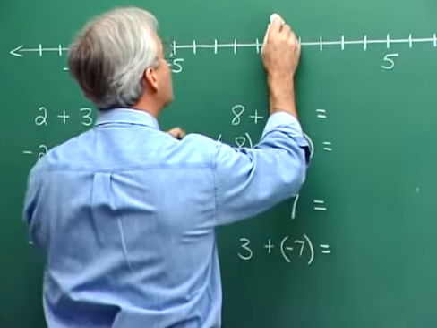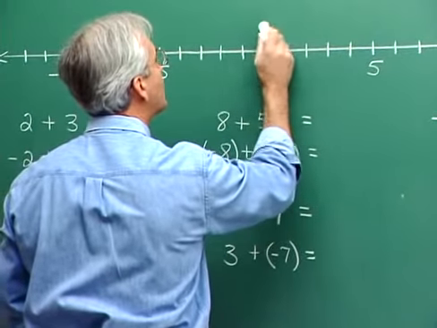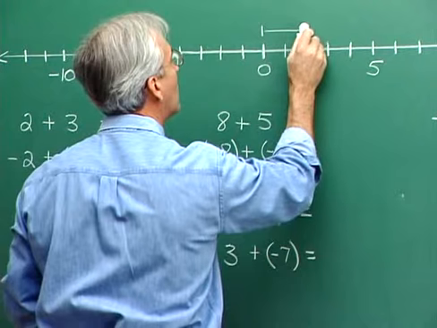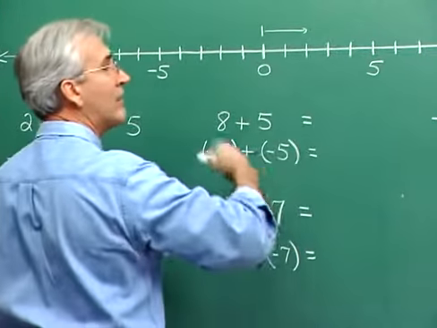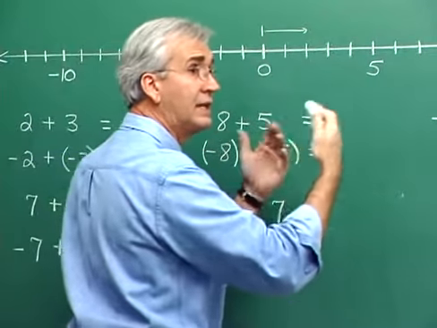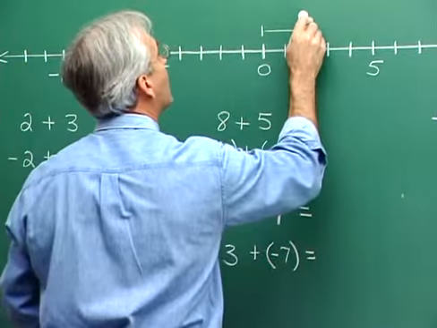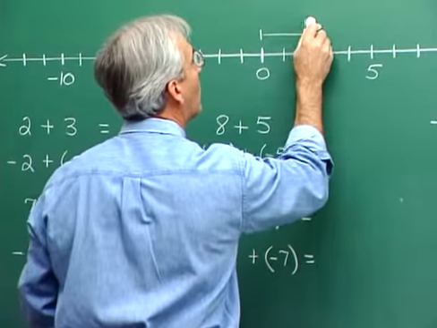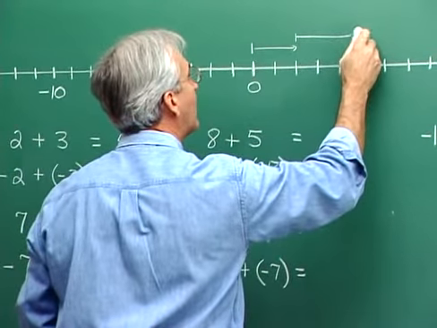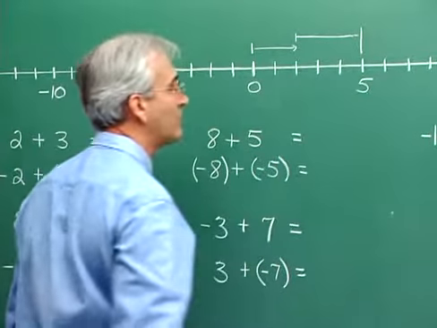We would begin at 0 and go a distance of 2, and here we are. And then from there, if we're going to show the addition of 3, we begin here and go 1, 2, 3 more, and we end up at 5 as expected.